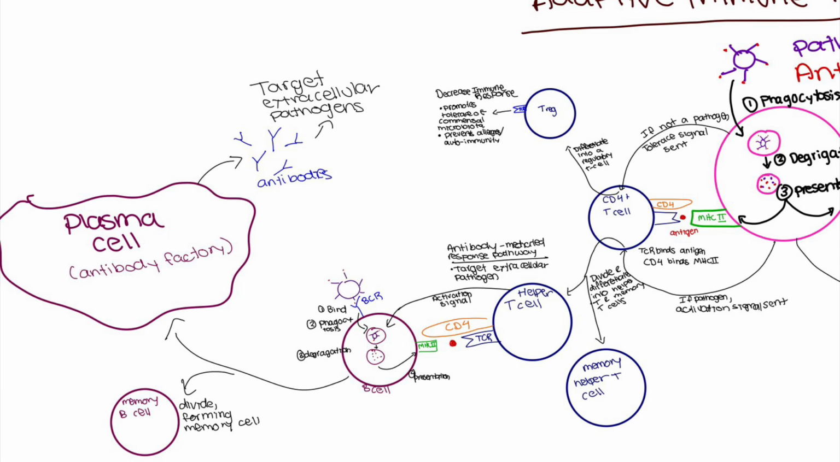The MHC2 will display the antigen, and the antigen will bind to the TCR on the helper T cell. The helper T cell will activate the B cell, which then becomes a plasma cell. A plasma cell will pump out massive amounts of antibodies into the extracellular fluid of the body. The plasma cell is often called an antibody factory.